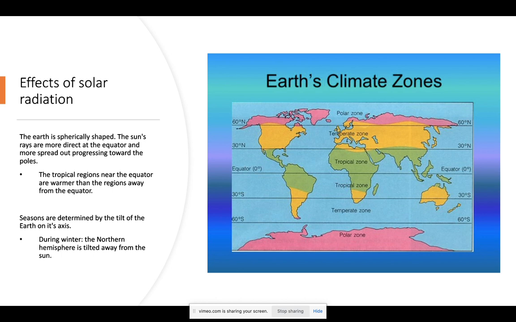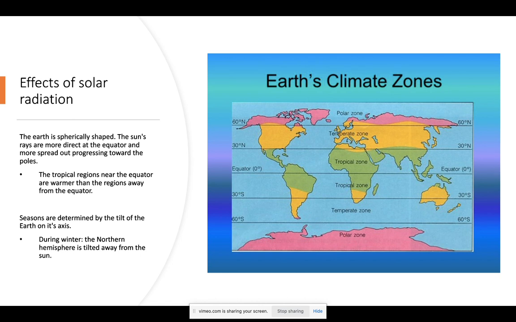So here we have just the climate zones. As you can see, as the sun hits directly on the equator, you're going to have more of a tropical area. As you can imagine, the temperature is going to be a little bit hotter in these areas. Here, the text says that the Earth is spherically shaped, and because it's spherically shaped, the sun's rays hit more directly at the equator. Again, we know that the equator is at 0 degrees latitude. The tropical areas near the equator are typically warmer than areas in the polar zone, for example, in Antarctica or places up towards Iceland, Greenland, places like that.